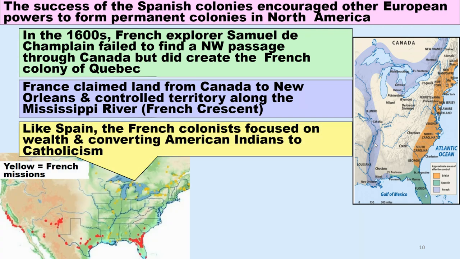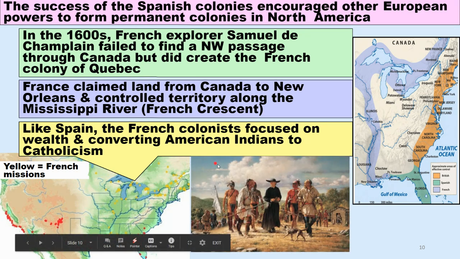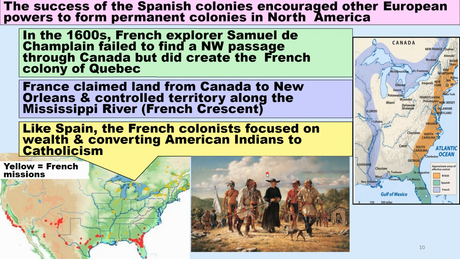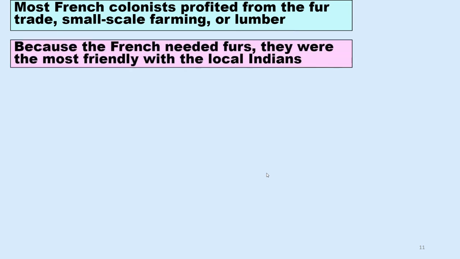Now, the French are also a Catholic nation, and they will set up, and all the yellow here are Catholic missions that are set up by the French. And there's a French Jesuit that is meeting with the American Indians. Most of the time, the Spanish and the French were not very successful in converting American Indians to Catholicism. Now, the French came over and they profited off of mostly the fur industry, although they did practice some small scale farming and then the taking of lumber out of the New World.